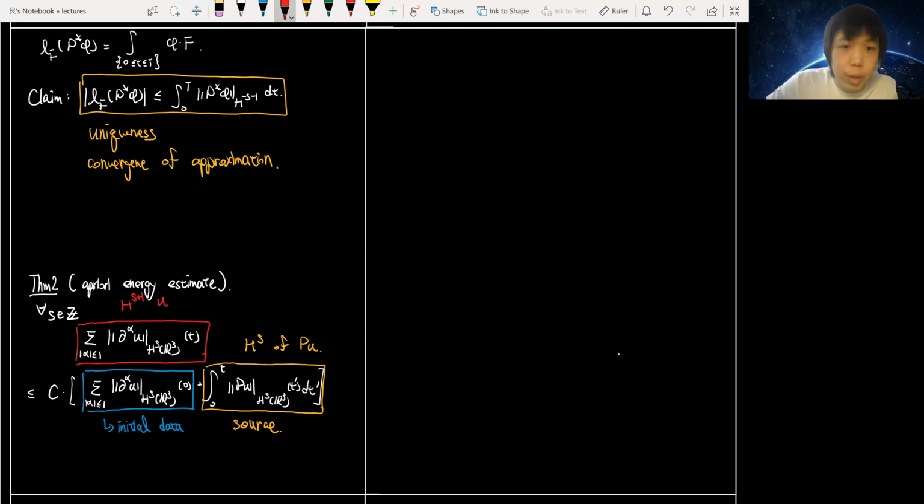And with this energy estimate, the uniqueness becomes pretty simple. Let me just say in words, suppose you have two solutions, U1 and U2. You look at their difference. They satisfy the wave equation with no source and no initial data. Through this energy estimate, this guy must be 0. Therefore, those two solutions will be identical. That gives you uniqueness.